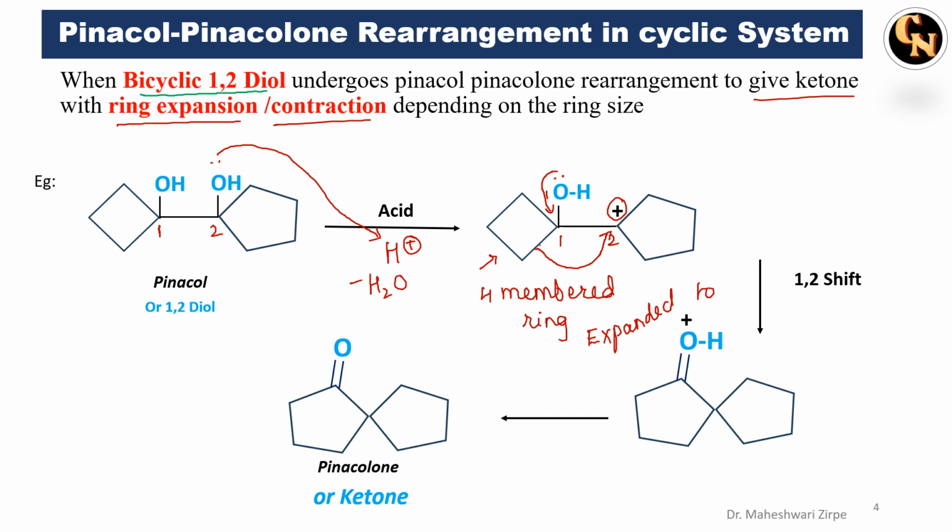Okay, I'll just write it again. That is this. If you count 1, 2, 3, 4, 5, the original second ring was 5-membered only. So this is your first ring, this is your second ring. Now what has happened to the first ring? It has become 5-membered, whereas the second is again 5-membered only.